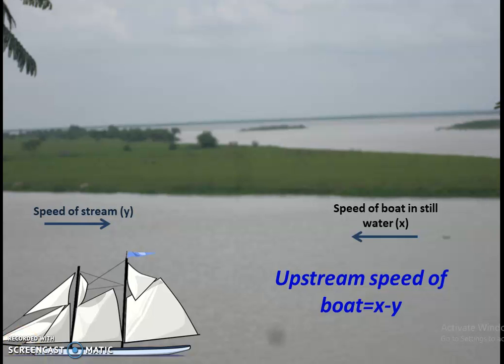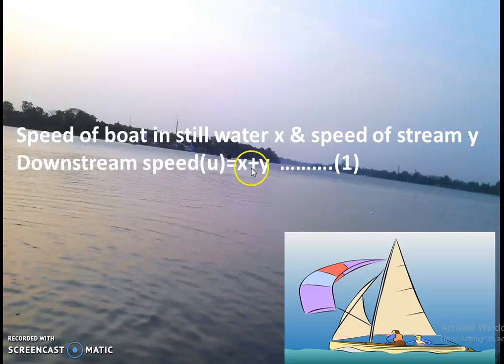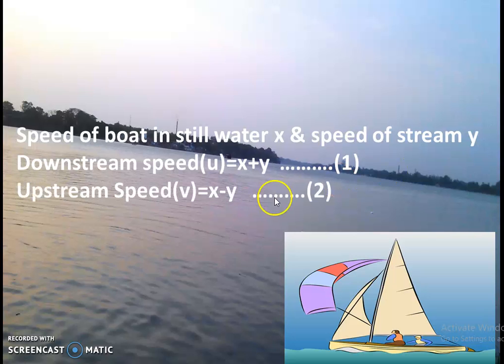Now both scenarios are clear. We have assumed that the speed of boat in still water is x and the speed of stream is y. When boat and stream are in the same direction, we calculate downstream speed as x plus y. And when both are in different directions, we calculate upstream speed as x minus y. So now we have two equations.